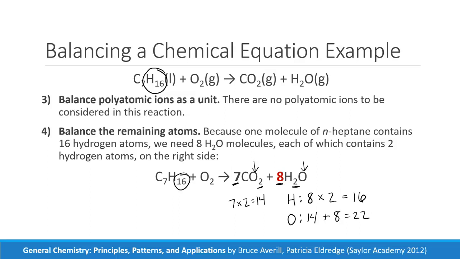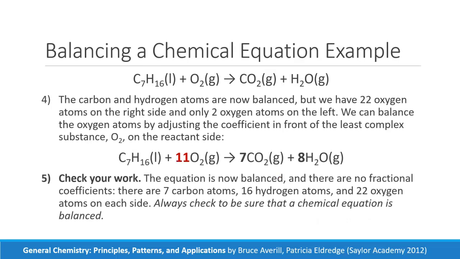So we have 22 oxygen atoms on the product side, and if we want to make that match on the reactant side, then we're going to need to add a coefficient of 11. And again, if we multiply 11 times the subscript of 2, then oxygen on the reactant side has 11 times 2, or 22. Okay, and now we have all of those elements balanced.